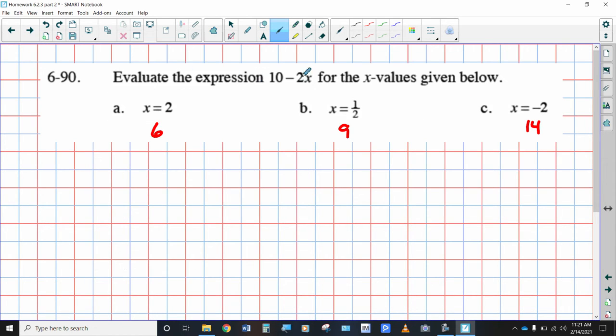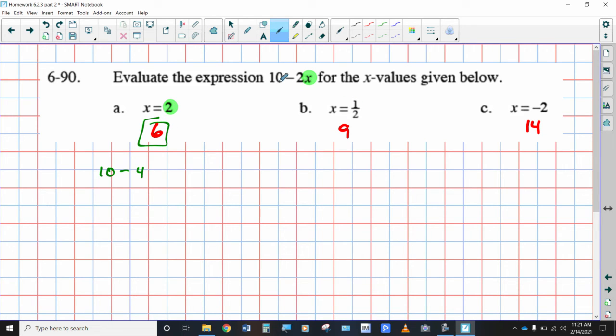All right, evaluate the expression for x is equal to 2, then 1/2, then -2. So we are going to take this value and plug it in here and then work through the order of operations. 10 minus 2 times 2 is 10 minus 4. That's how you get 6.